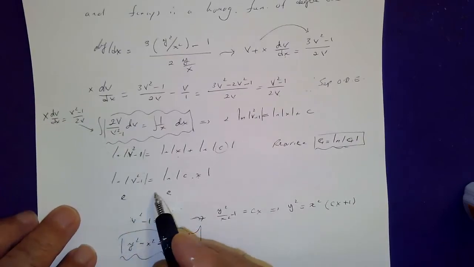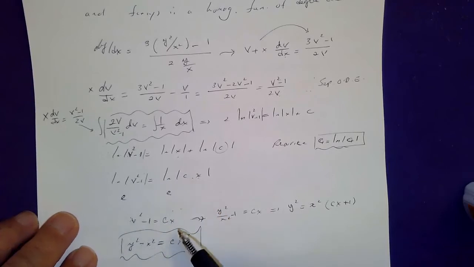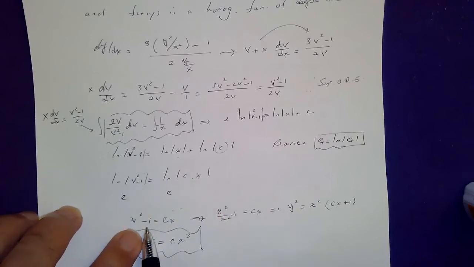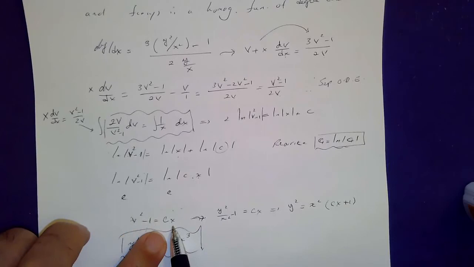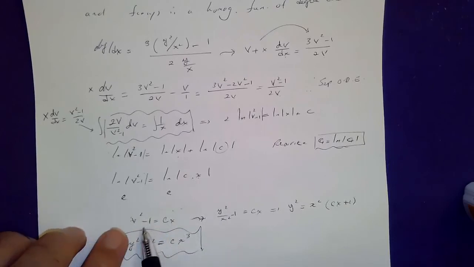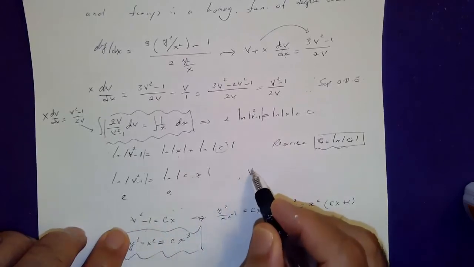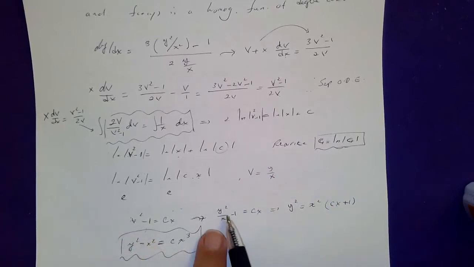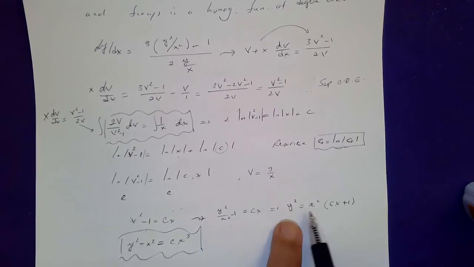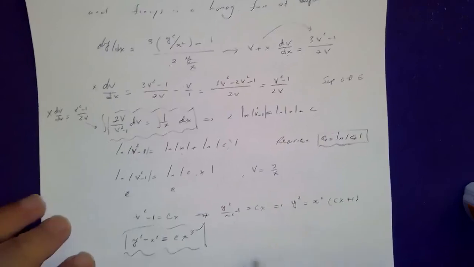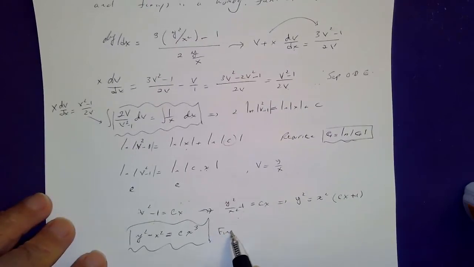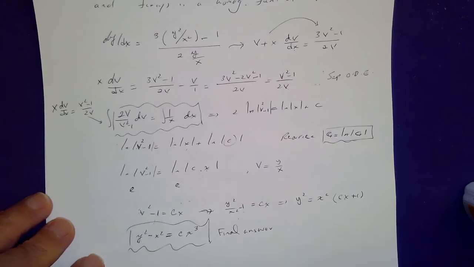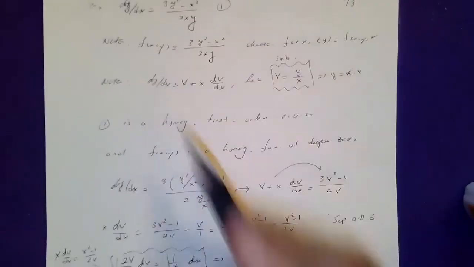Now I will exponentiate. That means I raise e to both sides of the equation. On the left side, I get v squared minus 1. On the right side, I get cx. But keep in mind, v was equal to y over x. So now I replace v squared with y squared over x squared, minus 1 equals cx. I solve for y squared, and lo and behold, this is the final answer, our solution to this differential equation.